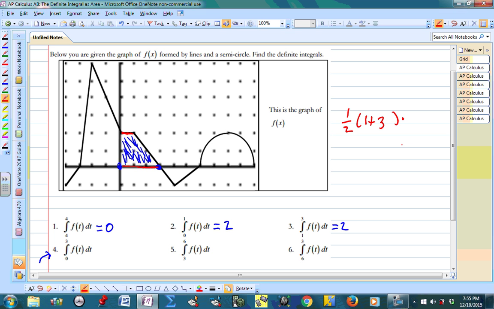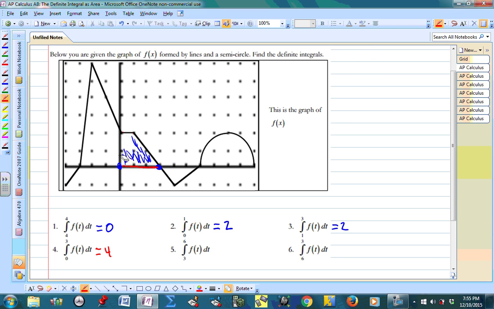And the height is going to be the distance between the parallel bases, and the height is 2. So the area of this trapezoid is half of 1 plus 3 times 2, which gives us 4. The area of this trapezoid is 4. Now, we could have thought of this problem a little bit differently and arrived at the same answer.